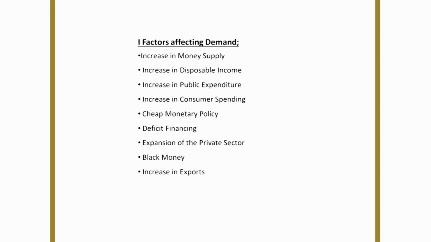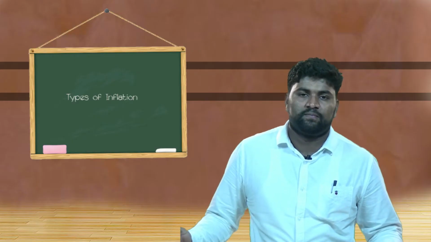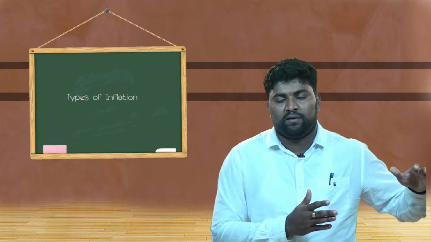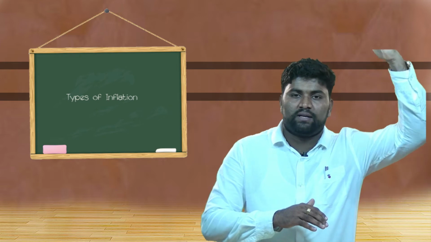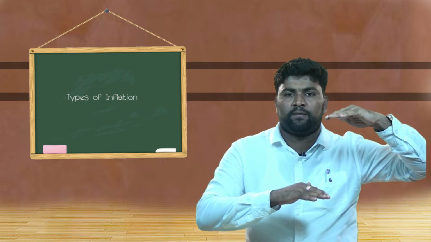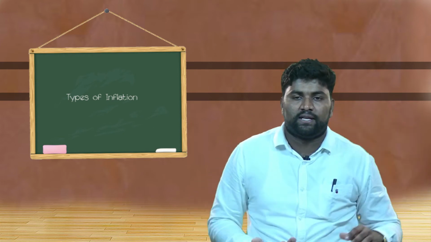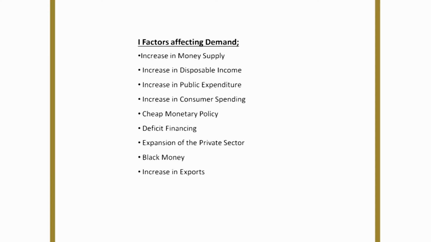This leads to a higher demand for commodities in the market, but the economy cannot produce commodities up to the extent of the demand of the people. Then demand will rise and supply of commodities will remain at the same stage. Then automatically the price of commodities will start to rise. This is the first factor which leads to inflation, that is supply of money.